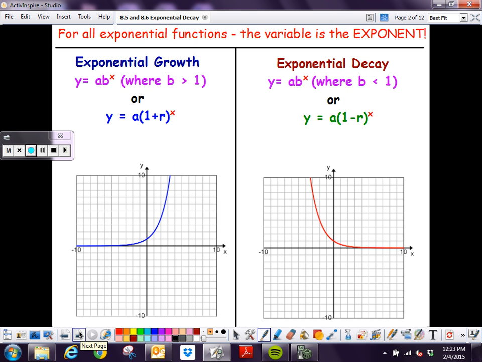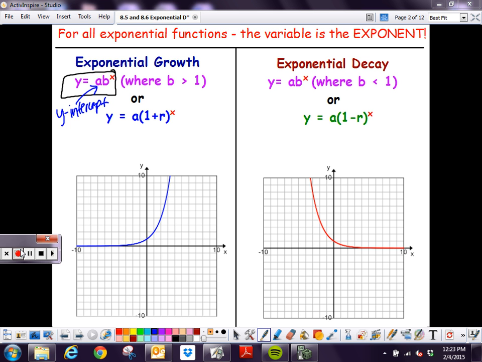So just as a review, here are the two different equations for exponential growth and exponential decay. We talked mainly about this equation last time, the y equals ab to the x. Okay, and we talked about what each one of those letters meant. So remember we said that a was our y-intercept, and that b is going to tell us if it is growth or decay. Remember, if it's greater than 1, then it is going to be growth. If it is less than 1 but greater than 0, then it is going to be decay.